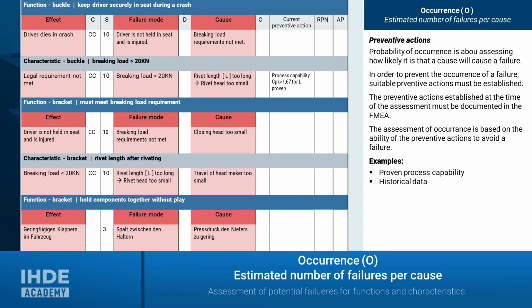The assessment of the occurrence is based on the ability of the preventive actions to avoid errors. Two examples of established preventive methods would be process capability that has already been proven or other historical data. In the left FMEA, the already established preventive actions were entered for the cause rivet length too long, therefore rivet head too small. A process capability for the rivet length greater than 1.67 has already been demonstrated.